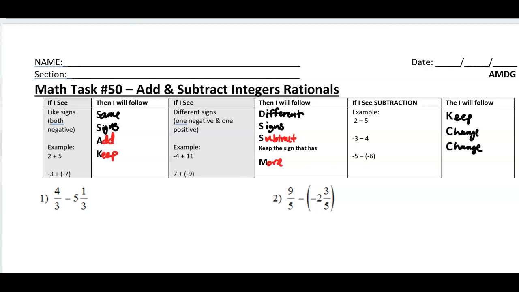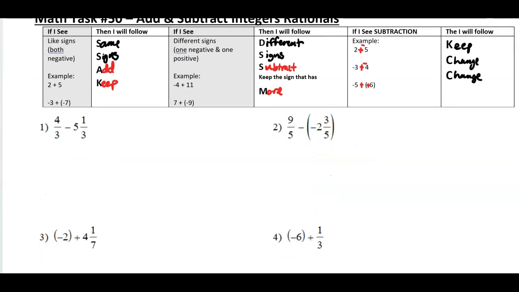So 2 minus 5 becomes 2 plus negative 5. Negative 3 minus 4 becomes negative 3 plus negative 4. Negative 5 minus negative 6 becomes negative 5 plus positive 6. So only when you see subtraction do you use keep, change, change, and then you'll change it into an SSAK or DSSM problem.